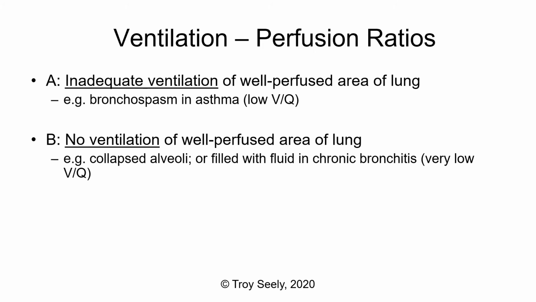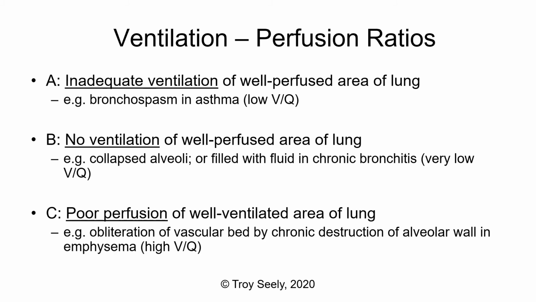In scenario B, you have no ventilation, and it's still a very well perfused area of the lung. There's still blood flow going there, but you're not getting any air exchange. This can occur where we have collapsed alveoli, where the alveoli itself has been damaged. This would be a scenario, for example, in a collapsed lung that could occur due to trauma, or if the area is filled with fluid proximally. That could be seen in chronic bronchitis, where you have a buildup of mucus or fluid that completely blocks the area. So you have very low ventilation, but again, perfusion is okay.